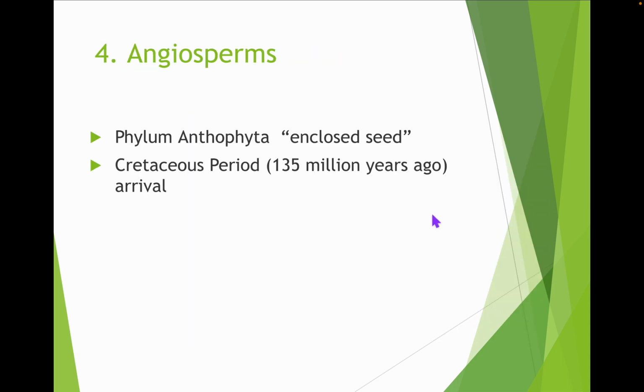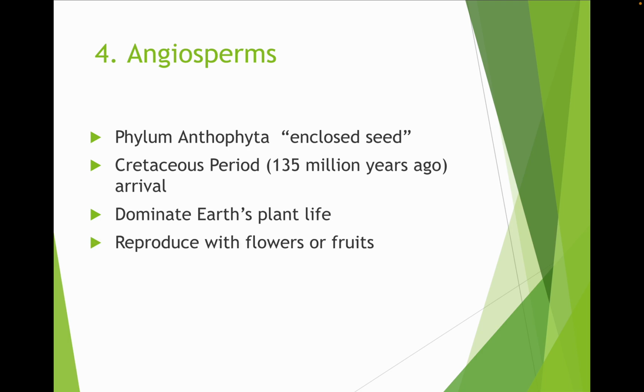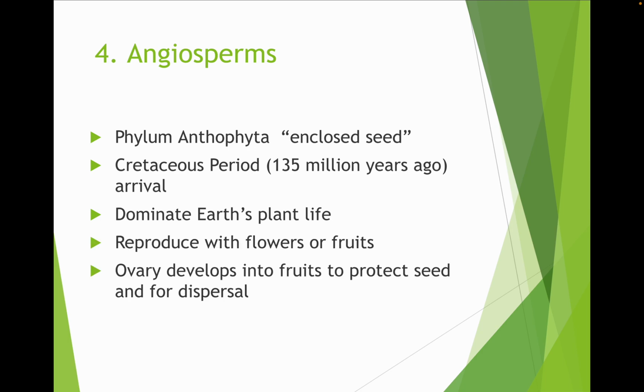And there are angiosperms. Okay, they have an enclosed seed. They came around in the Cretaceous period about 135 million years ago. They dominate Earth's plant life today. Okay, they reproduce with flowers or fruits. Their ovary develops into fruits to protect the seed for dispersal. So when you're eating fruit, you are eating ovaries.